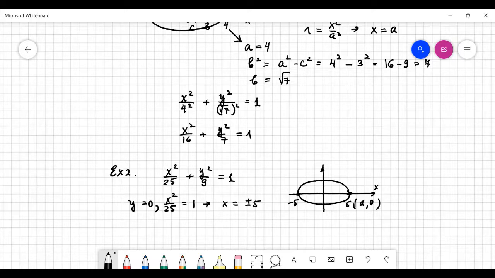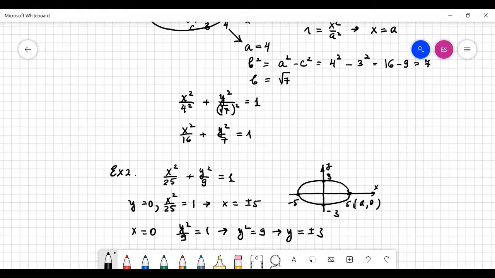If you set x equals 0, the y-intercept, you are going to have y squared over 9 equals 1, from where y squared equals 9, or y equals plus minus 3, and those are the y-intercepts, 3 and minus 3. Knowing these 4 points, you can just draw something elliptical and say, yeah, that's my graph of the ellipse.